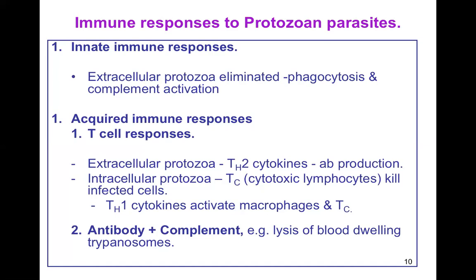A typical example is the malaria parasite, because the cell which is infected by Plasmodium falciparum needs to be eliminated. How is it eliminated? With cell-mediated cytotoxicity. Which cell is involved? The cytotoxic T cell. Of course, I've mentioned the point too, that antibody being produced will be able to activate the complement and cause membrane attacking complex, which can carry out lysis of the blood-dwelling trypanosomes.